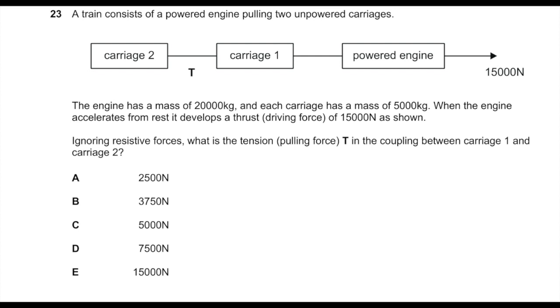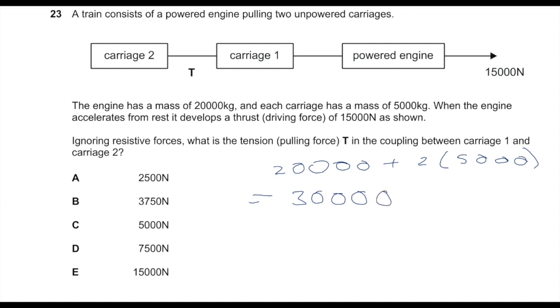So first, what you need to do is treat the system as a whole, and then we'll break it down. So, step 1 is treating the system as a whole. Step 2 is finding out the mass of the overall system. So, 20,000 plus 2, open bracket, 5,000 is equal to 30,000. And now we have the mass. Now using the formula F equals ma, we could work out the overall acceleration of this train.